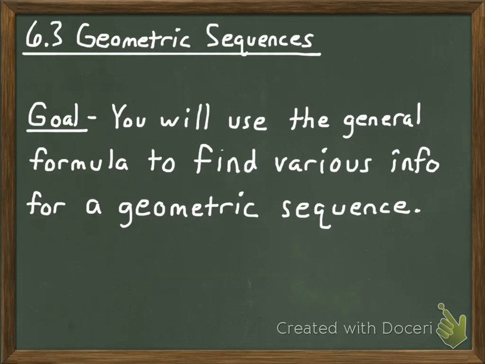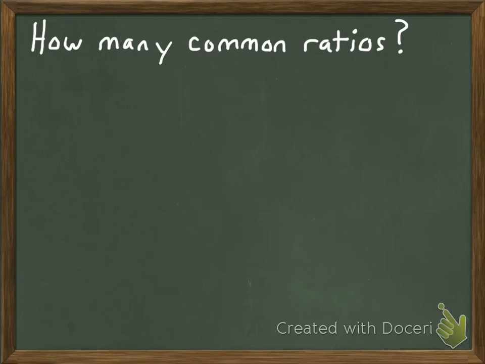Alright, now, basically, I want to start this conversation off with this question right here. How many common ratios? I did this with arithmetic sequences with how many common differences. And what I'm referring to is this. How many common ratios does it take to get from one term in a geometric sequence to another term?